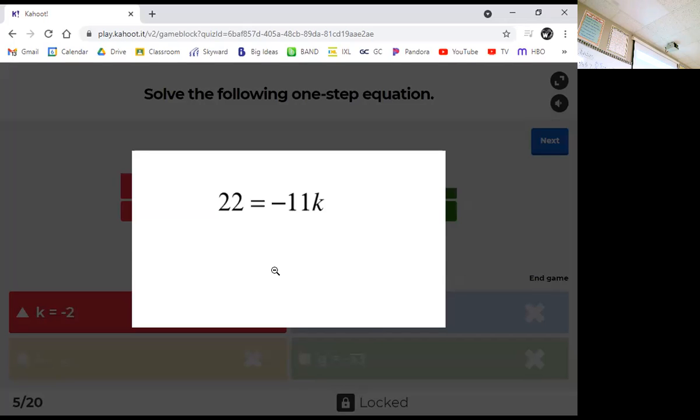No. I'm not adding or subtracting because this negative 11 is being multiplied to the k. So I'm going to divide. 22 divided by 11 is 2, and there's one negative, so make it a negative 2.